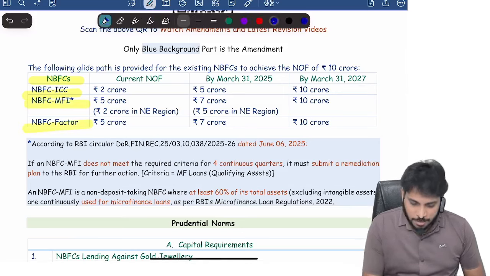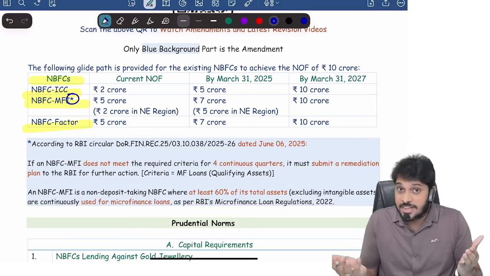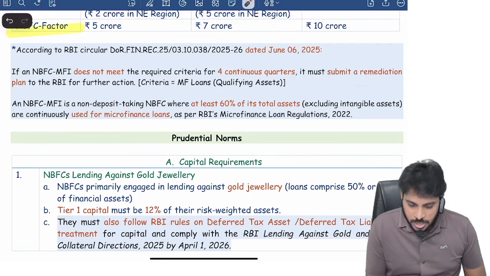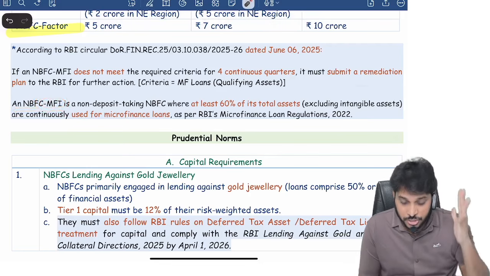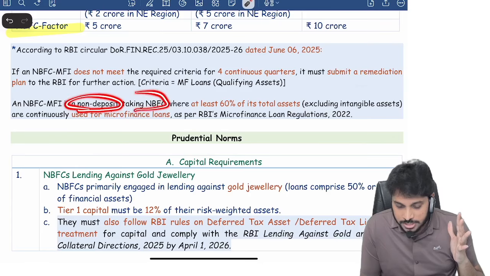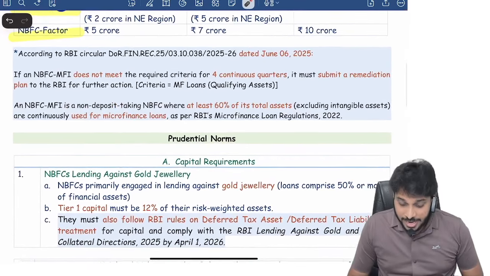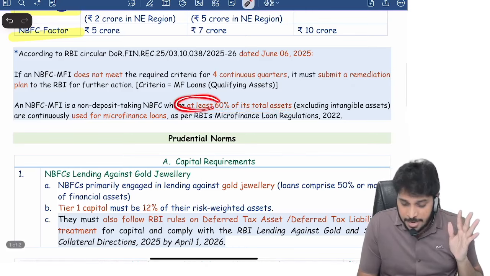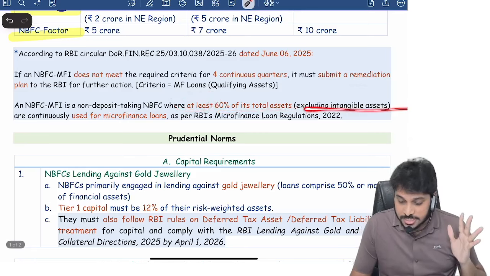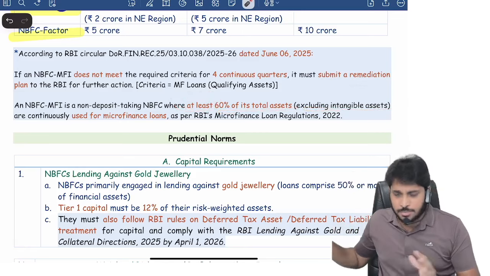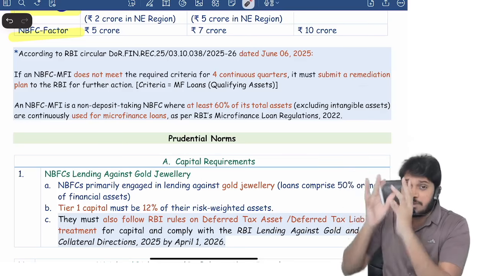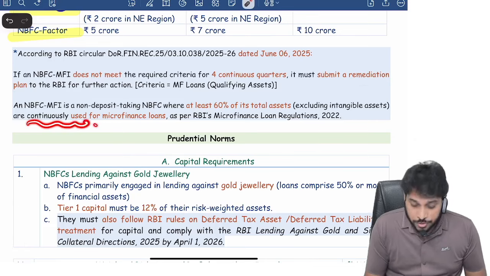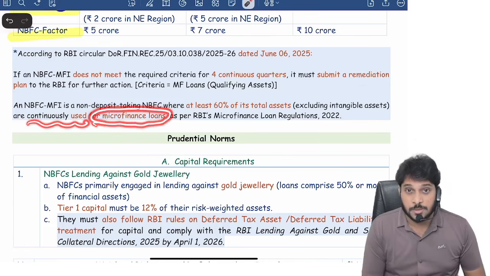Now what is a microfinancial institution? They had not given any definition for us. Now the definition is given. You see, a microfinancial institution is a non-deposit taking NBFC, correct? Where at least a minimum of 60% of its total assets, excluding intangible assets, must be used for microfinance loans.